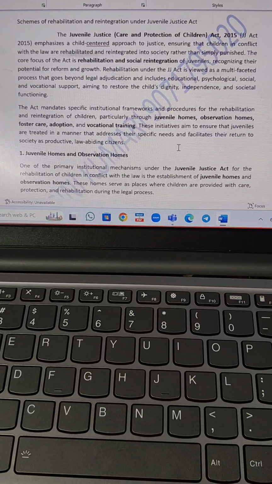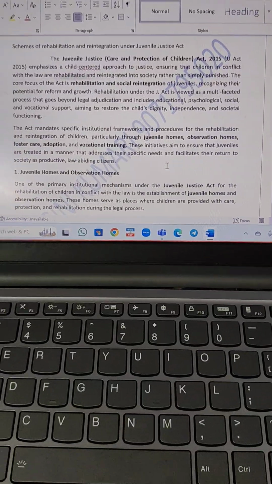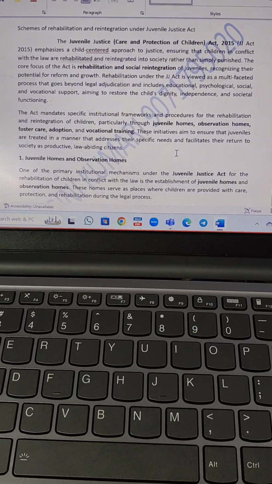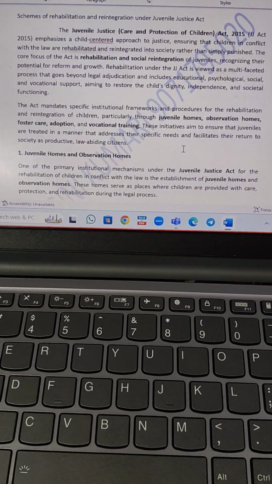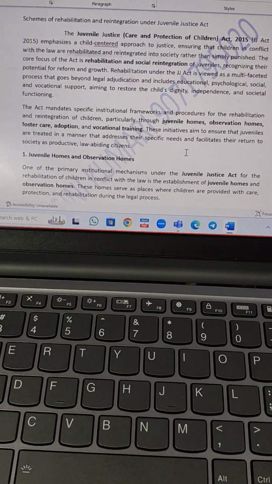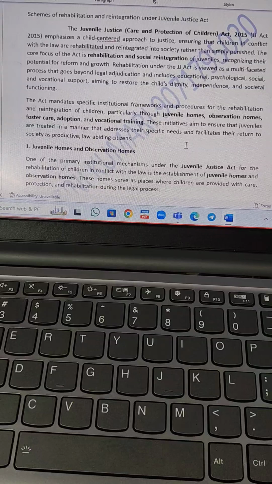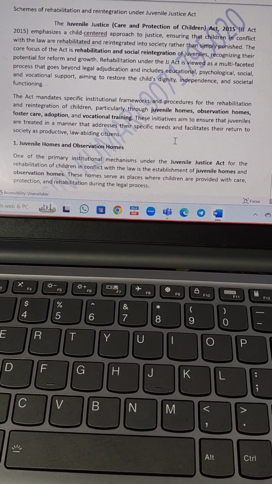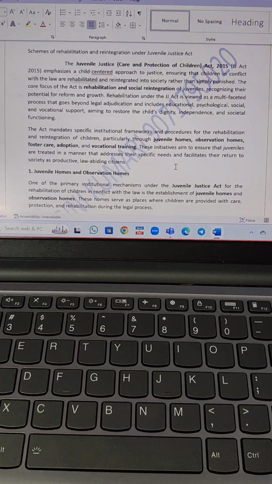So the Act mandates specific frameworks and procedures for the rehabilitation of children. What are those? Juvenile homes, please underline. Juvenile homes, observation homes, foster care, adoption and vocational training. These initiatives aim to ensure that juveniles are treated in a manner that addresses their specific needs and facilitates their return to society as productive and law-abiding citizens.